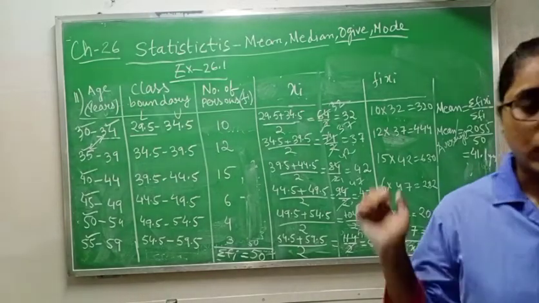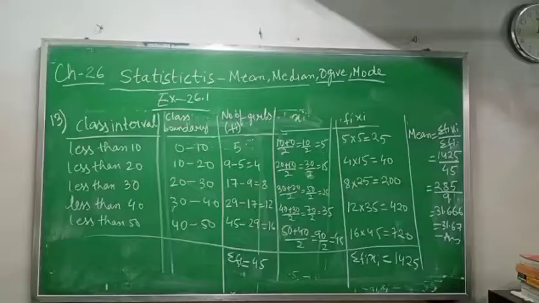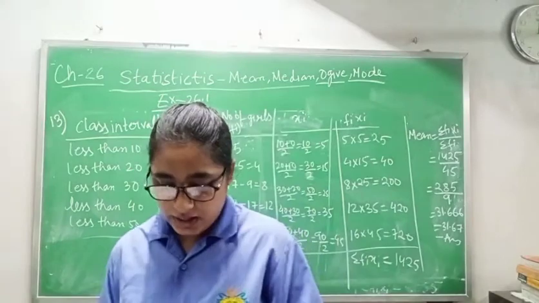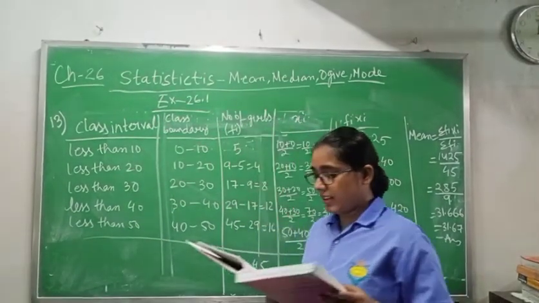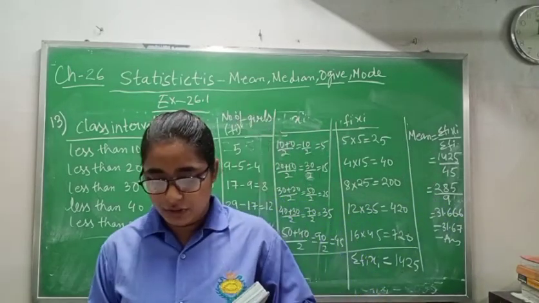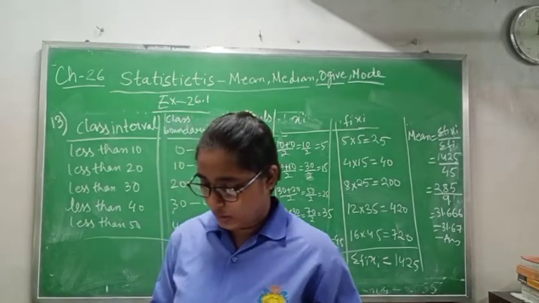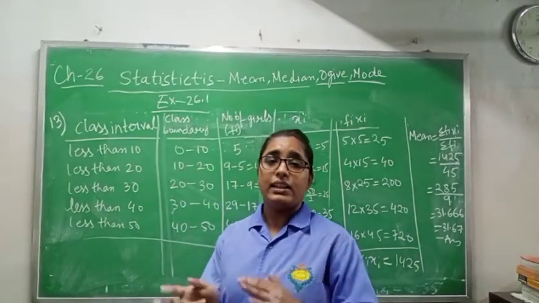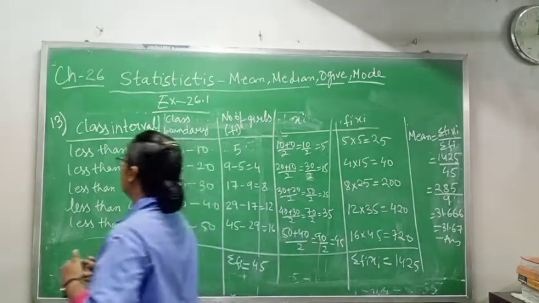Okay, so you can divide by your own and find 41.51. Class 10, see question number 13. It is a little bit different because in the class interval it is written less than 10, less than 20, less than 30, less than 40, less than 50, and the number of girl students are 5, 9, 17, 29, 45. So when this type of question is given to you, how will you do the sums?